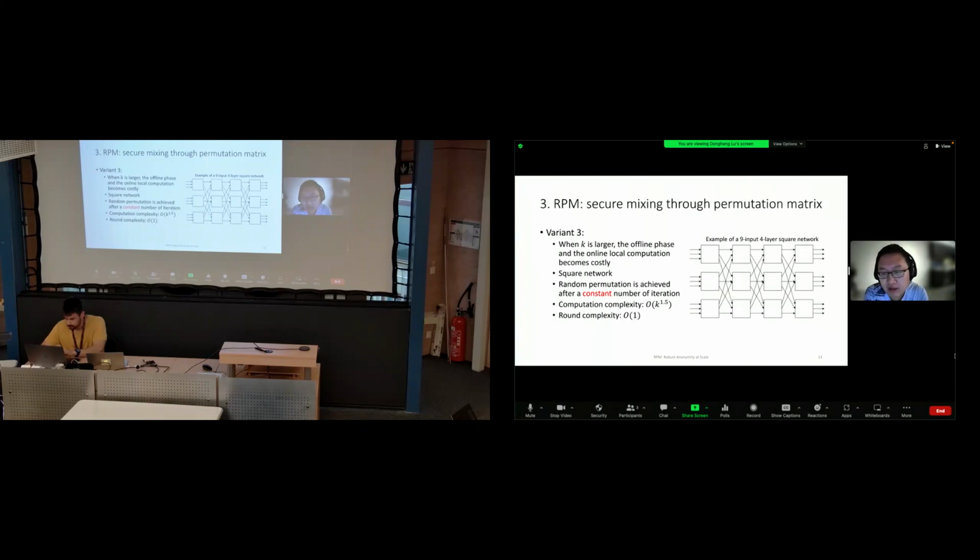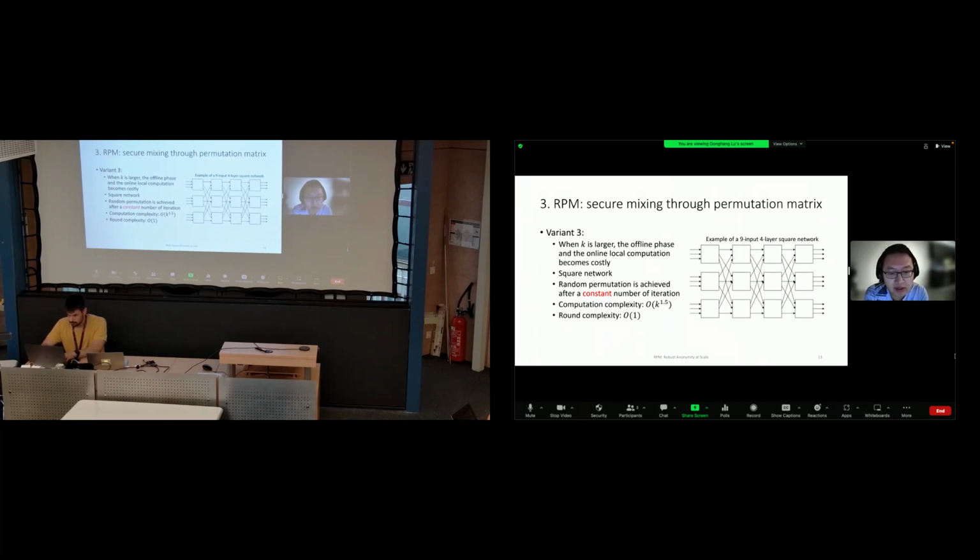Since we have 9 inputs, you can see there are many squares here. Each small square actually represents a small permutation. For a 9-input network, each small permutation will take 3 messages as input. 3 is actually the square root of 9. And we send the output to the next layer in this way, and so on and so forth. There exists research showing that after a constant number of layers of the square network, the result is almost a random permutation, which is more than enough for our requirements. The number of layers is usually, let's say, 15. So a random permutation can be achieved after just a constant number of iterations.